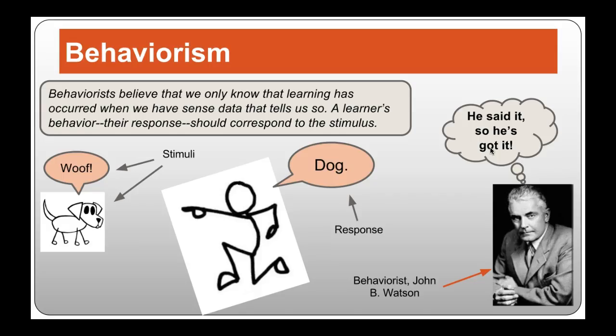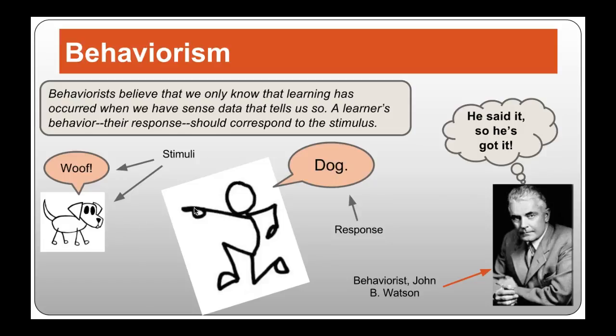All right, so behaviorism. So behaviorists believe that we only know that learning has occurred when we have sense data that tells us so. Sense data meaning we can see it, we can hear it. Think about your five senses, right? You can see it, you can hear it, you can smell it, you can taste it, you can feel it. Right? So the idea here is that a learner's behavior or their response should correspond to the stimulus. All right? So stimulus and response, you've probably heard that term before. You may have heard of Pavlov's dogs. That's all behaviorist, right?